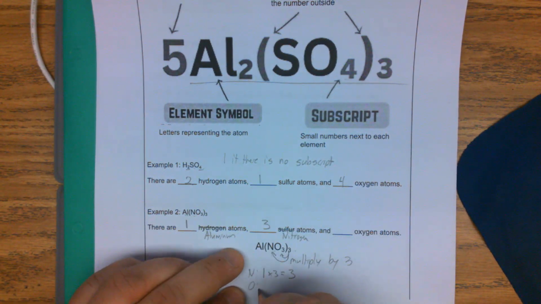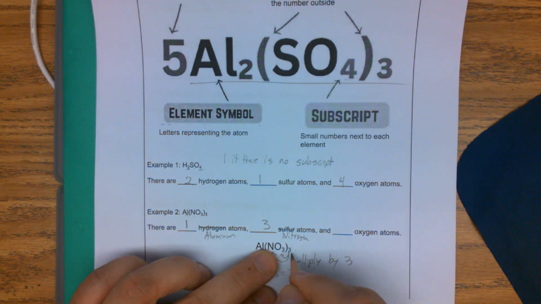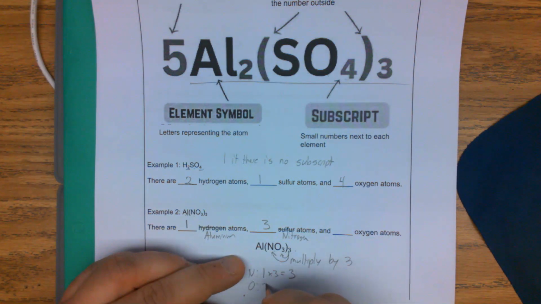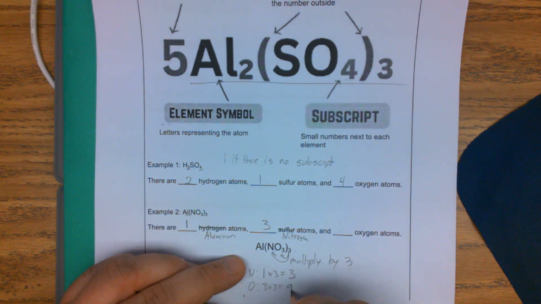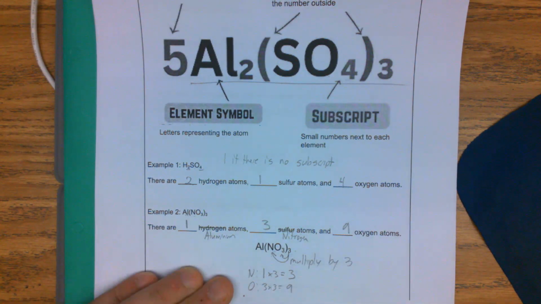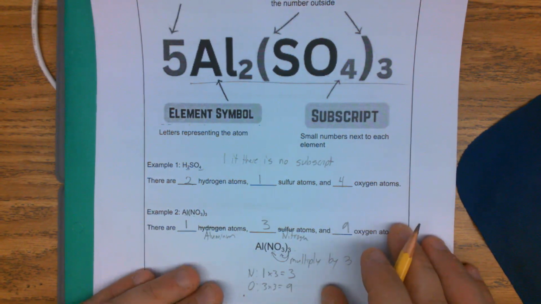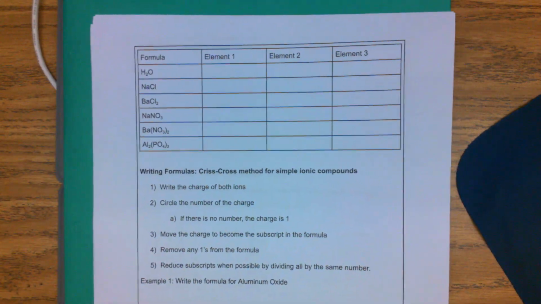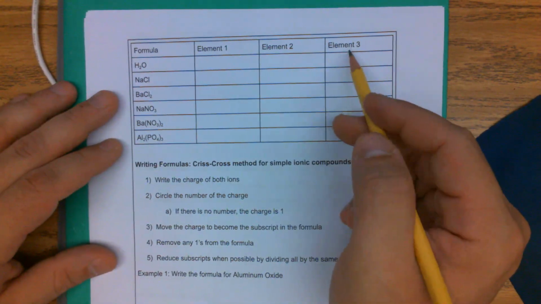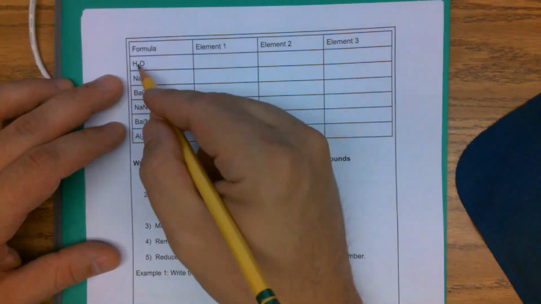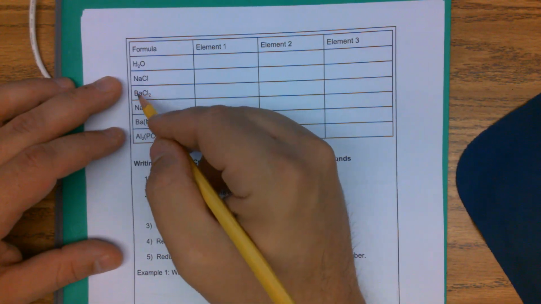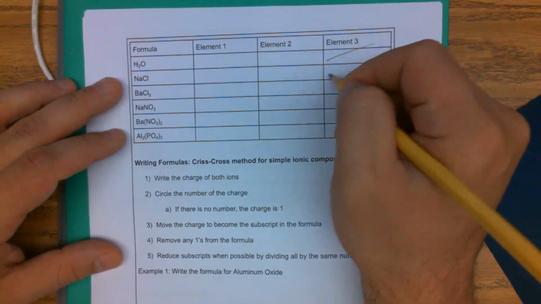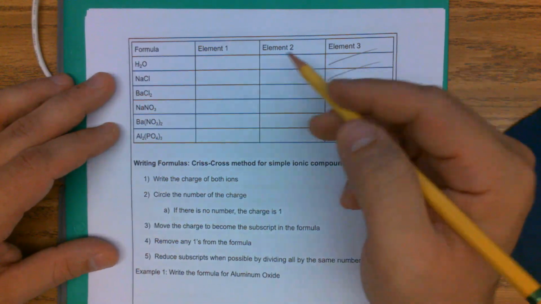And then for oxygen, we have 3 here multiplied by the 3 outside. We get 9 oxygen atoms. All right, and that's just our intro to formulas. So we should be able to fill out the ones here. We're looking at these, some of these elements we don't have. So here we only have 2 elements. Here we only have 2 elements. Here we only have 2 elements. So we can get rid of these for here.